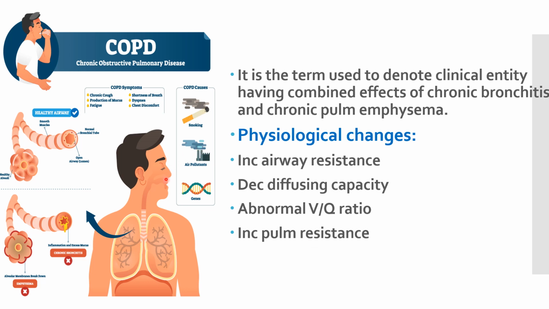So in this picture you can see the COPD causes are smoking, air pollutants and genetics. And you can see chronic bronchitis having inflammation and excess mucus, and in emphysema, alveolar membranes are broken down and there is entrapment of air.